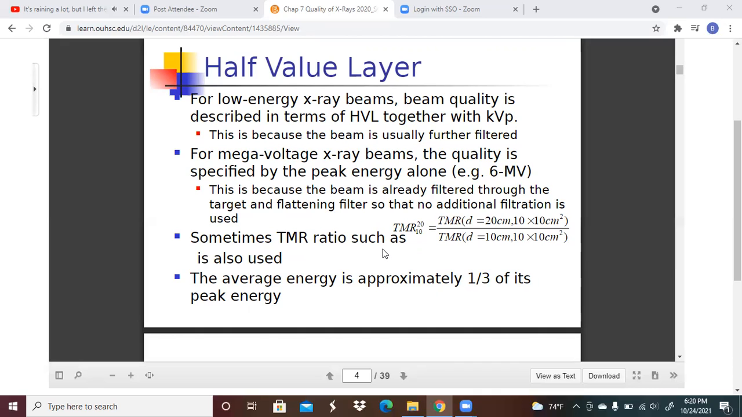Now, we haven't really gotten into this yet, but the TMR, the tissue maximum ratio, is also used. We'll get to that next semester. It's not something we're going to focus on too heavily right now, but in later chapters, we will get to that. Now, the average energy is approximately 1/3 of the peak energy. So if we have a peak energy of 6 MV, 1/3 of that is going to be the average energy, or 2 MV. If you have a 10, then 3.33 is going to be your average energy. If you go to 18, then you're looking at the average energy being 6.